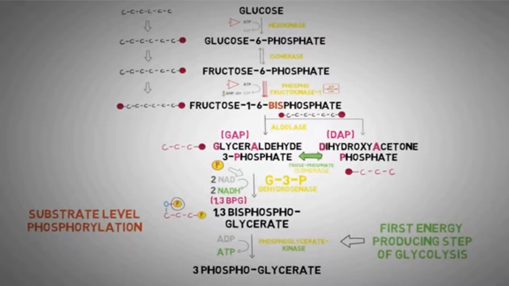So there is a substrate level phosphorylation taking place, that is, two molecules when bound produce energy. Then the 1,3-bisphosphoglycerate gets converted into 3-phosphoglycerate with the help of phosphoglycerate kinase, in which the ADP gets converted into ATP. The first energy producing step of glycolysis is this step.